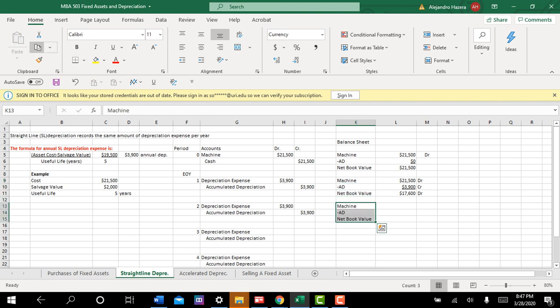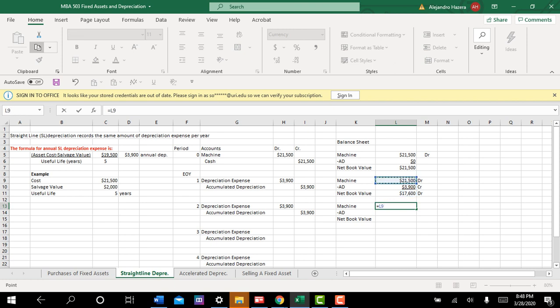Our balance sheet will have machine less accumulated depreciation gives you your net book value. Once again, the only entry I've made to machine is right there. There is no entry at the end of year 1 or the end of year 2 to the machine account. So, like I've been saying, the machine account stays the same, $21,500. Now your accumulated depreciation, and this gets very repetitive, is going to be the previous year's accumulated depreciation plus the depreciation expense that was added for this year.